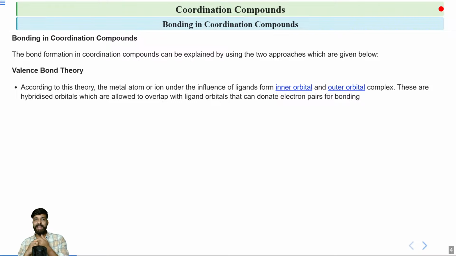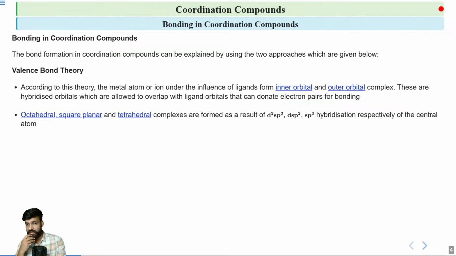Okay, now the hybridized orbital of your metal can overlap with the pure atomic orbital of your ligand, and hence they can create your coordination compound. So this is the first way to see the bonding in your coordination complex based on the valence bond theory. Now we will study more about it.